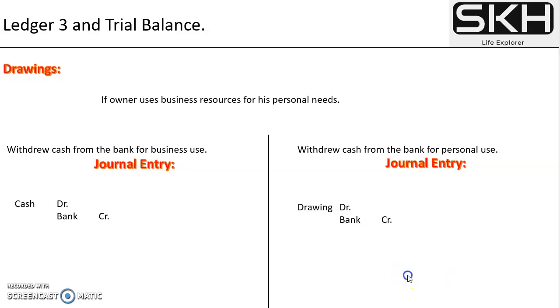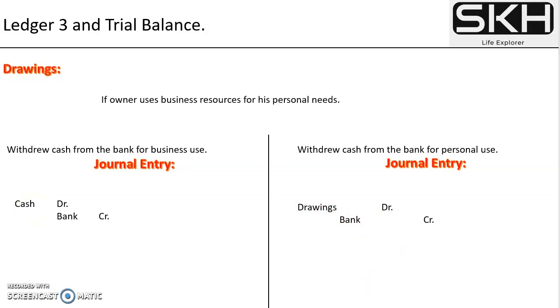So you can see there is a reduction in the bank account in both cases, but in case number one, the money is coming back into the business, so our cash account is going up. But here the drawings account is debited, which means the capital is reducing. That's why we record it on the debit side.